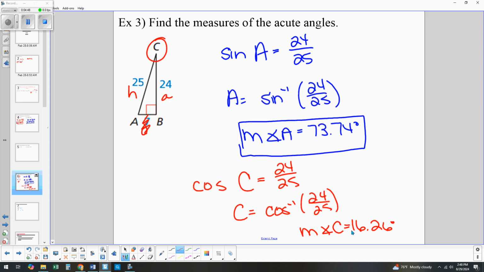But there's one shorter way we could have done this. As long as I have not used a side that was not given to me, as long as I only use sides that were given to me, once I find the one acute angle, I could do 90 minus that angle to get the other one. And that's the only time I'm okay with you using an answer you already found to get another answer. All right, so we could use the angle we already found to find the other one.